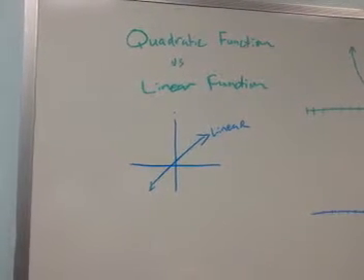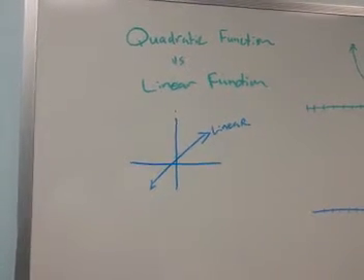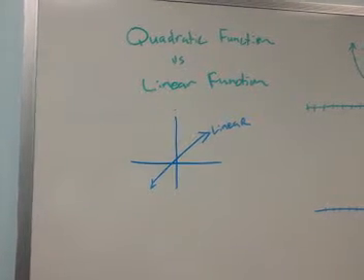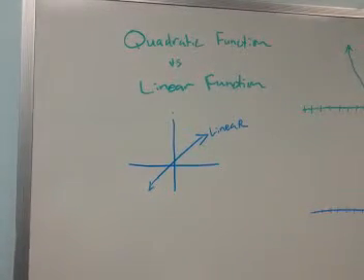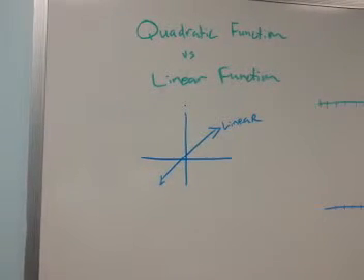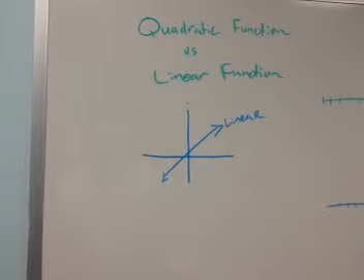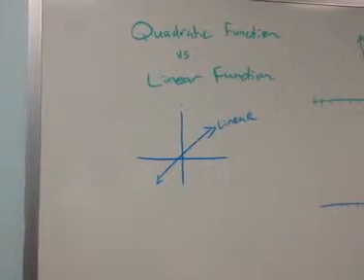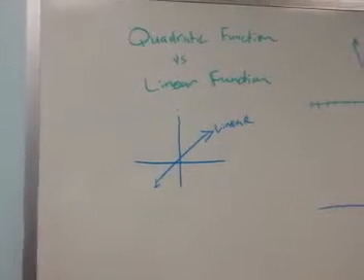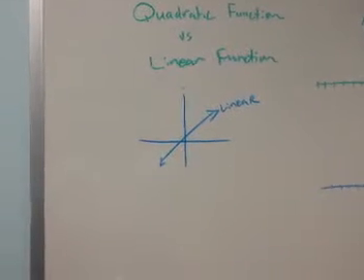Well, linear, you see the word line in there. When you do a linear function, you're just graphing a line. The line is a straight line. You can draw it with a ruler. Pretty easy to do if you needed to draw it out. A quadratic, and that's like a linear line right there shown.